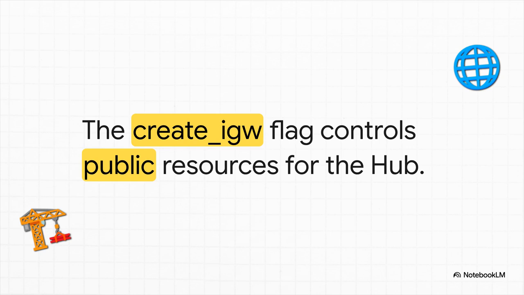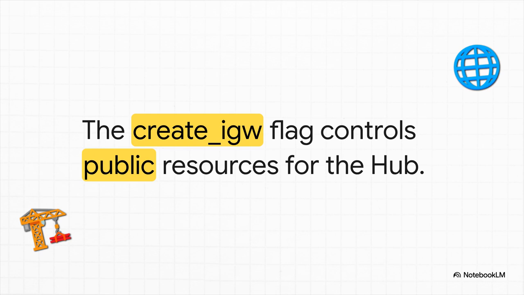Let's walk through this. We start by defining module hub_vpc, sourcing it locally from ./module/vpc. We set the VPC name to Hub, assign it a massive 10.0.0.0/16 CIDR block, and carve out a public CIDR of 10.0.1.0/24. But pay close attention to this final flag.